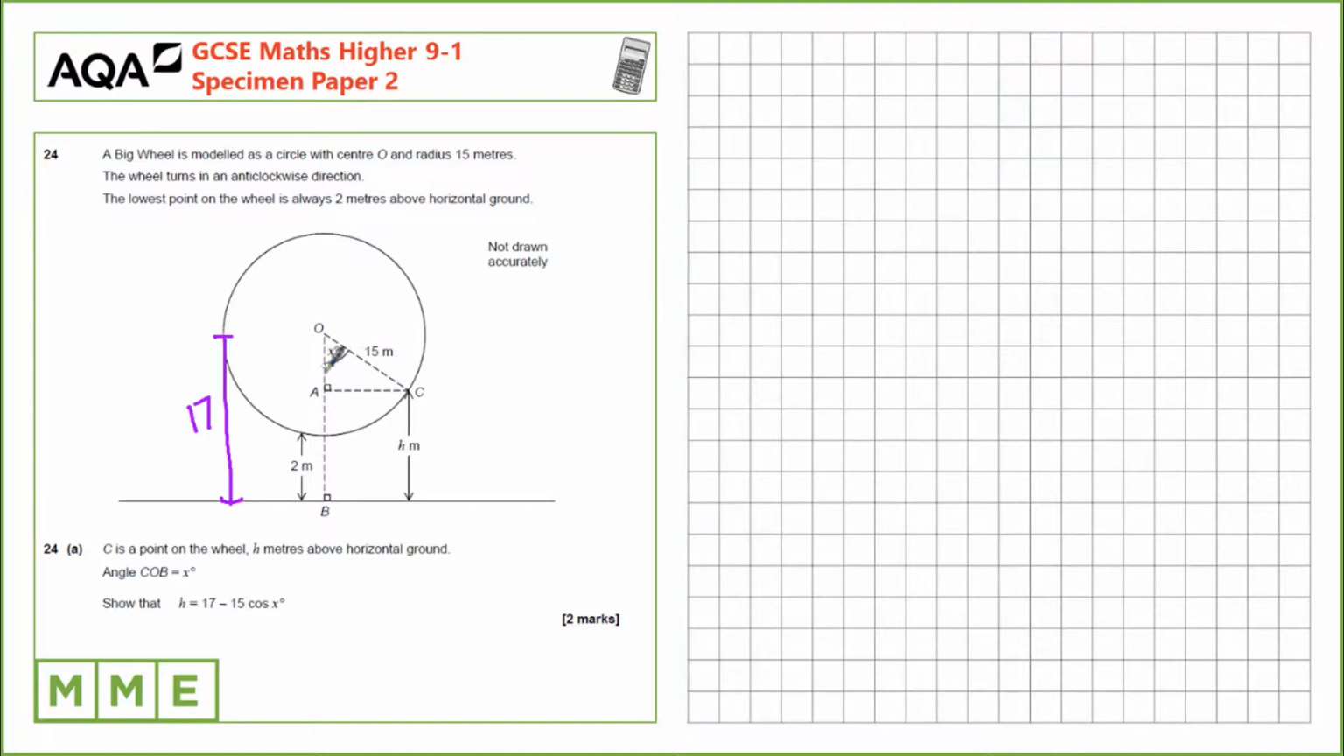If we want to calculate this length here, we're going to have to use trigonometry. We want this length, and we have this length here, that's the hypotenuse, and this related to x is the adjacent. So we need to think of which trig ratio includes that, and that's cosine. So we can write cos x equals adjacent over hypotenuse. In this case, we can call adjacent simply a, and the hypotenuse is 15. So the adjacent side is simply 15 cos x.